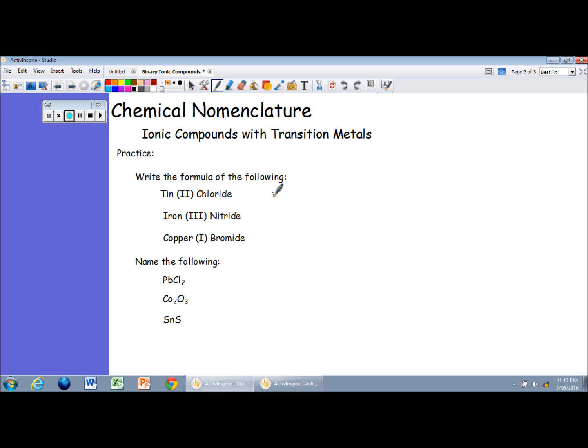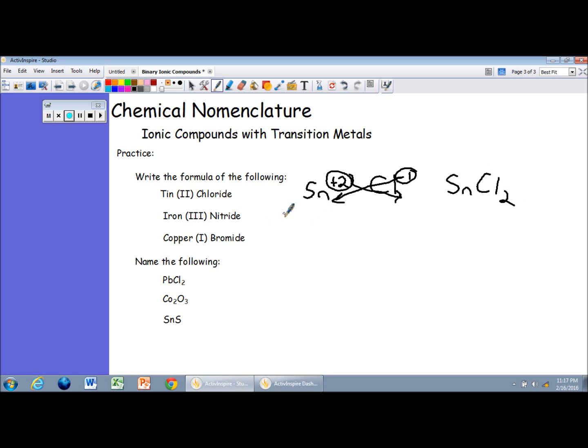So now we're going to do a little bit more practice. Tin(II) chloride. To figure out the formula, we're going to write the symbol for tin, which is Sn, with a +2 charge, which I get from the Roman numeral, and chlorine, the symbol is Cl with a -1 charge. So here we just do what we've been doing, the crisscross rule. So I cross my charges, and I get SnCl2.